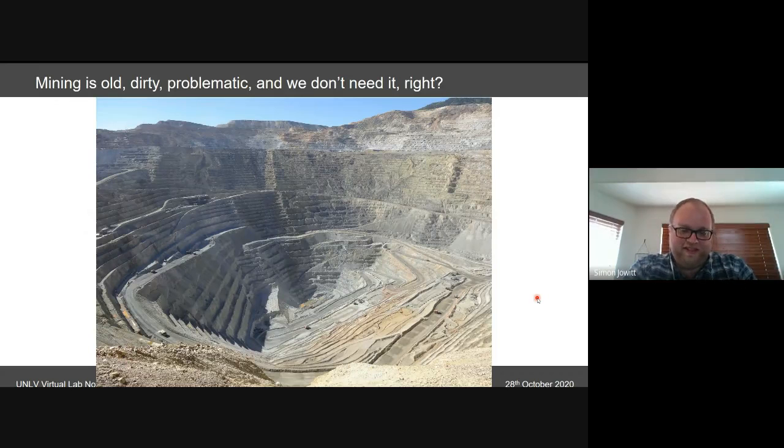And I think, unfortunately, that's a common misconception of a lot of people, certainly in the general public, that mining is an old industry. We don't need it anymore. Why are we still mining things?